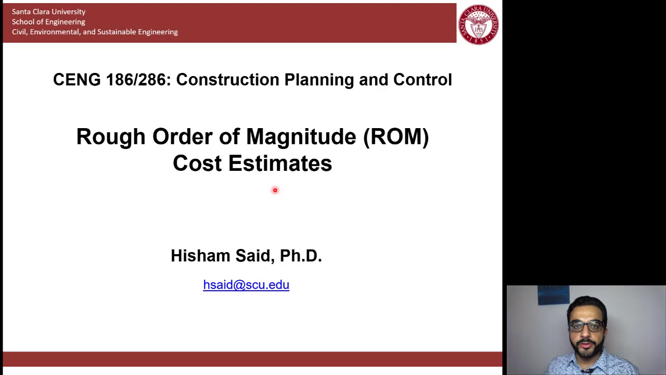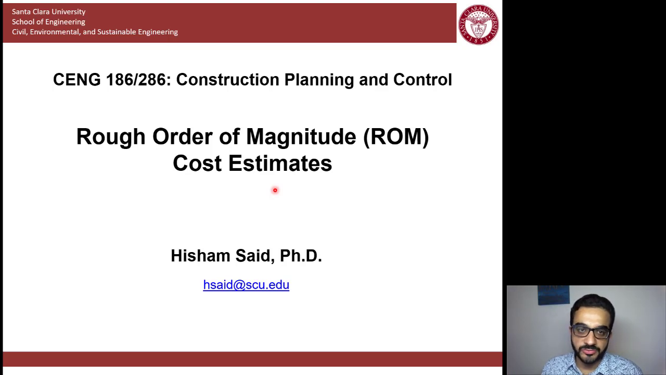This is the third part of a very condensed series on construction cost estimate. In this part, we're talking about rough order of magnitude estimates. This is one of the early types of estimates done in the project life, where the owner comes to you as either an engineer, a construction consultant, or a construction project management company, and asks you, what do you think if I build this project?